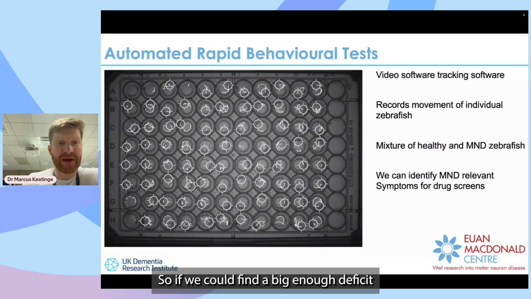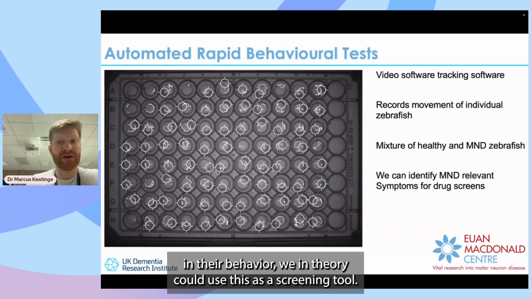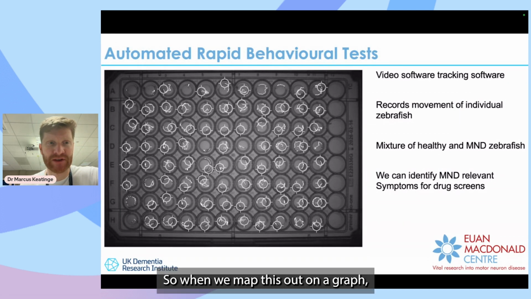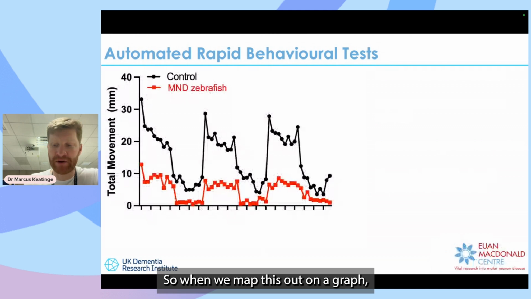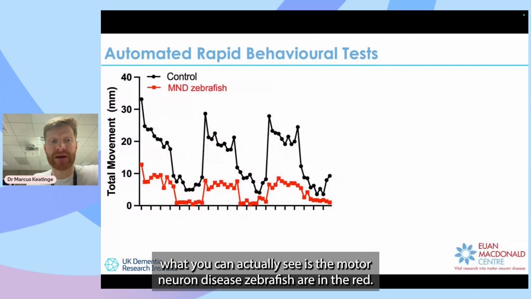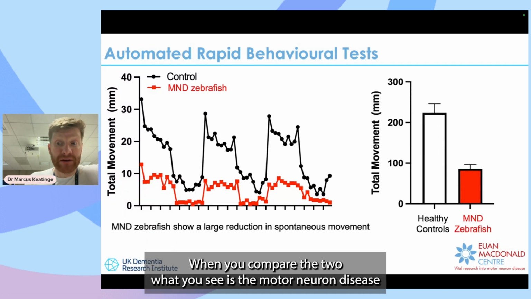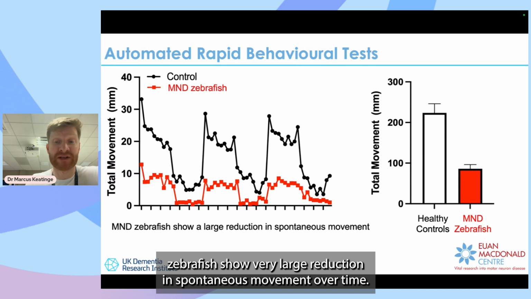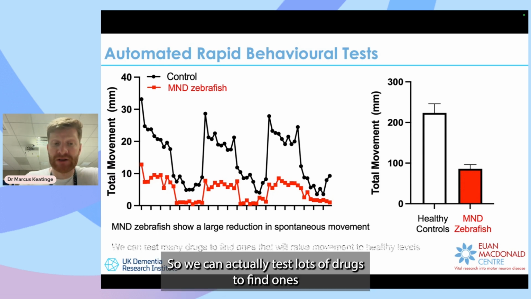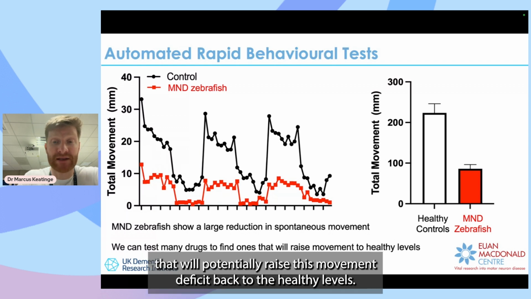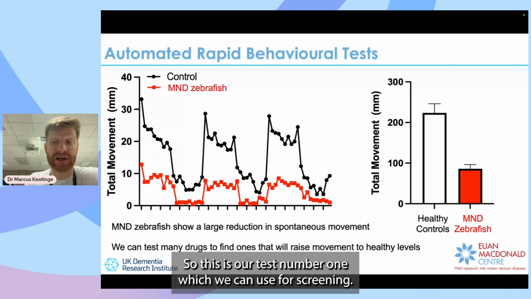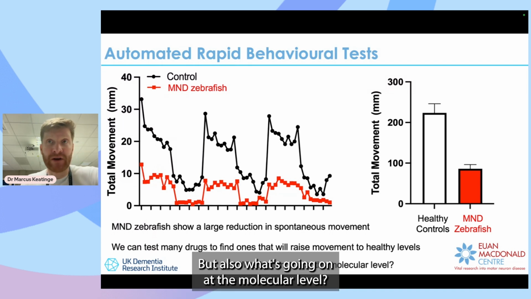So if we could find a big enough deficit in their behavior, we in theory could use this as a screening tool. So when we map this out on a graph, the motor neuron disease zebrafish are in the red, the healthy controls are in the black. When you compare the two, what you see is the motor neuron disease zebrafish show a very large reduction in spontaneous movement over time. So we can actually test lots of drugs to find ones that will potentially raise this movement deficit back to the healthy levels. So this is our test number one, which we can use for screening. But also, what's going on at the molecular level?